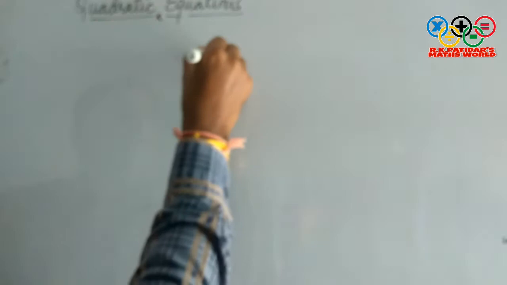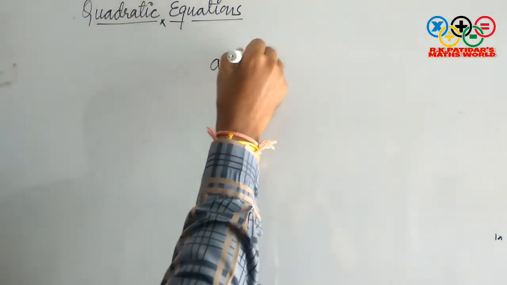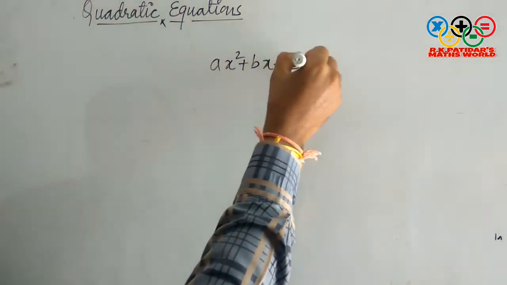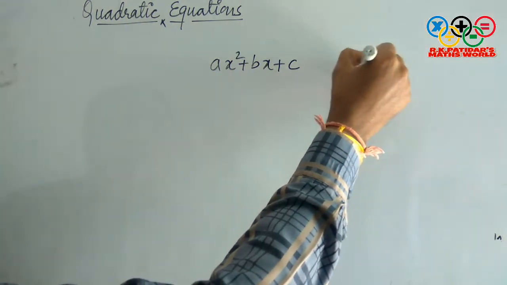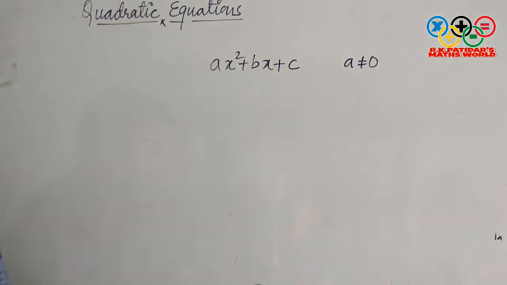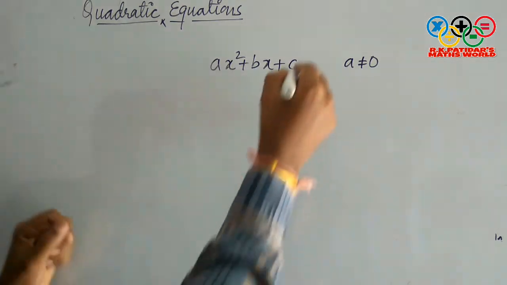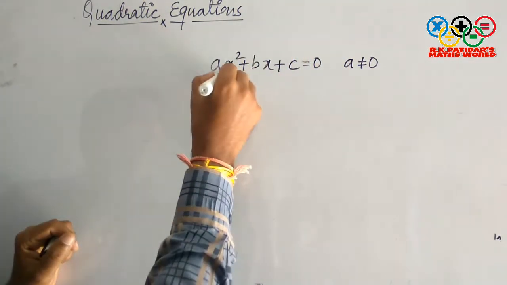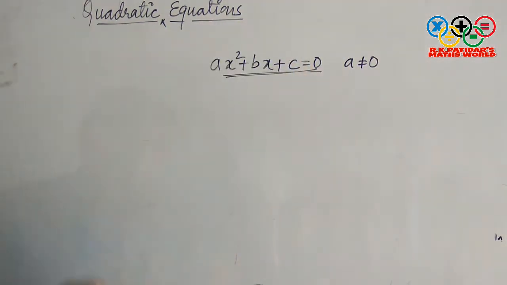You have studied different types of polynomials in chapter 2. One type of polynomial was the quadratic polynomial, which is in the form ax square plus bx plus c, where a is not equal to 0. If we equate this polynomial to 0, then we get a quadratic equation.